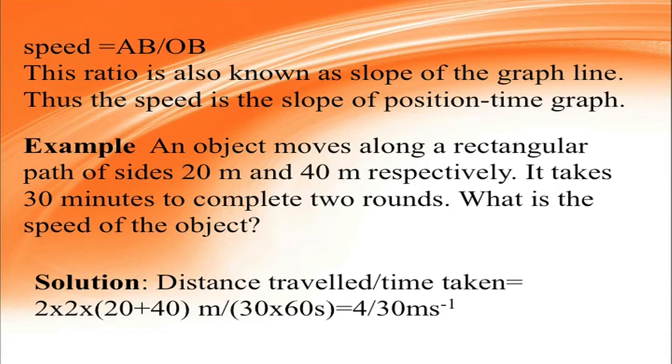Now, see an example. An object moves along a rectangular path of sides 20 meter and 40 meter respectively. It takes 30 minutes to complete 2 rounds. What is the speed of the object? Let us find. The distance travelled per unit time is equal to 2 into 2 into (20 plus 40) divided by the time, that is 30 into 60, which comes to 4 by 30 meter per second.